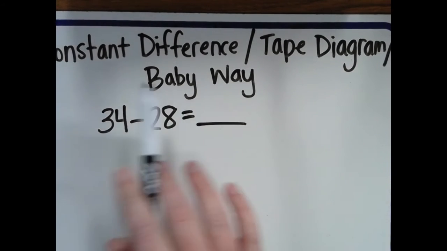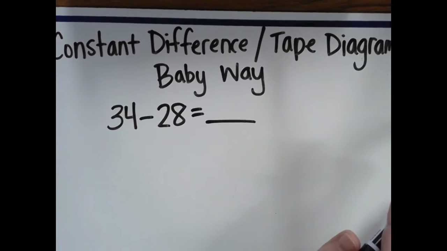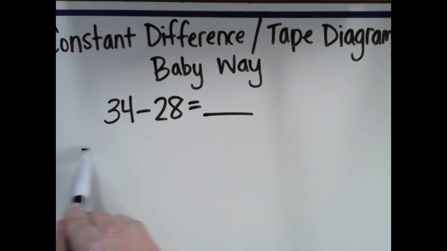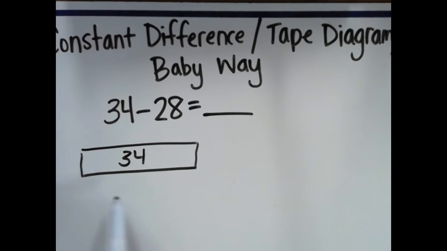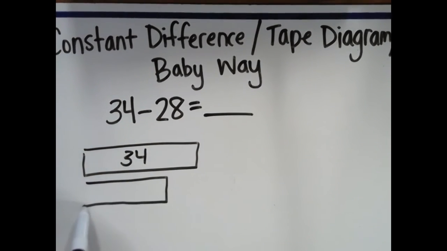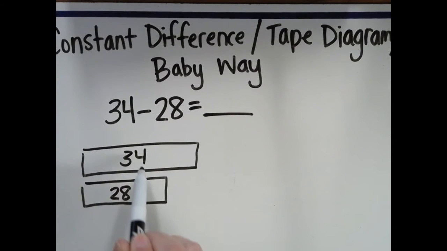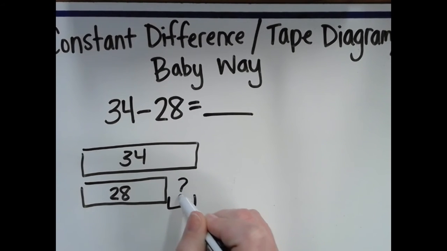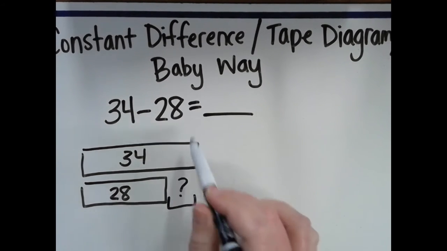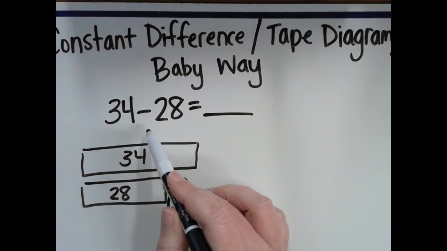So no matter what we call this strategy, the first step is to draw tape diagrams to represent these numbers. It helps us if we see a picture of it. So my first tape diagram is 34, and then I have 28. What we're finding here, the difference, is this little number right here. Whenever we hear difference, we always think subtraction.